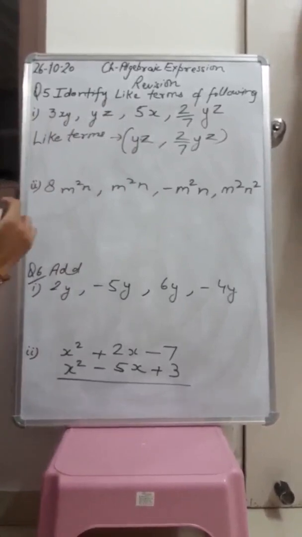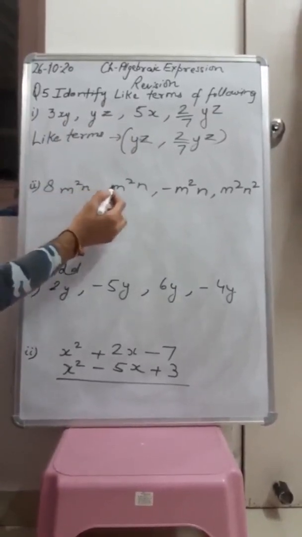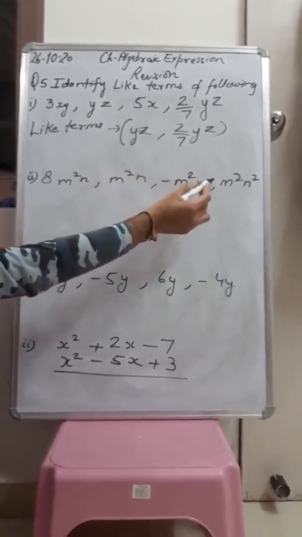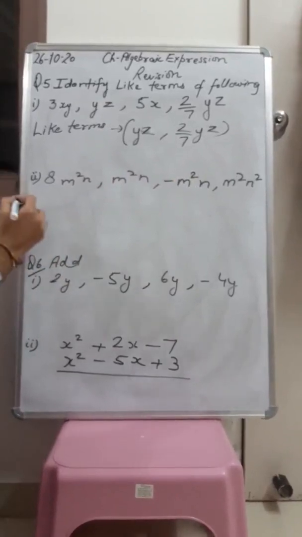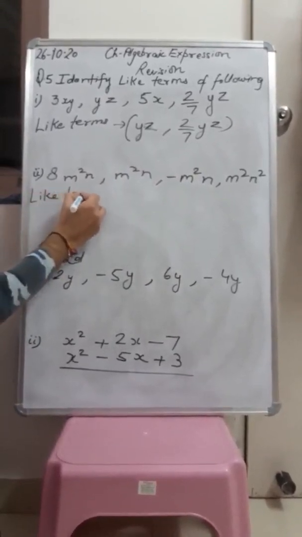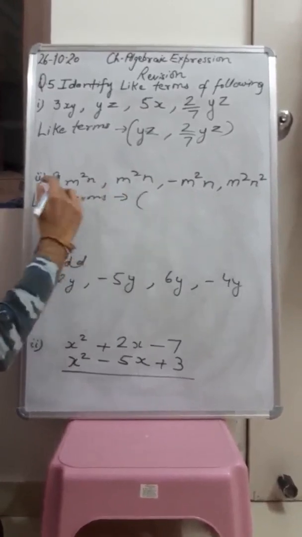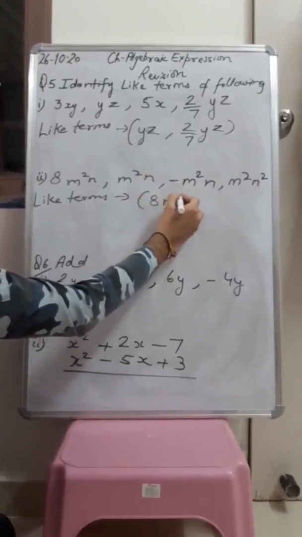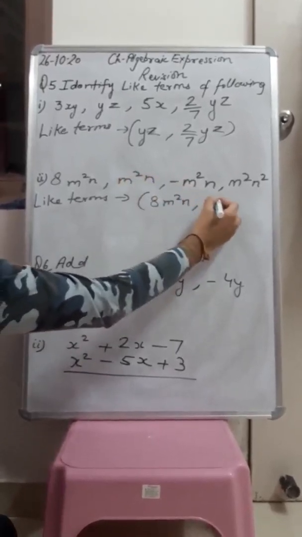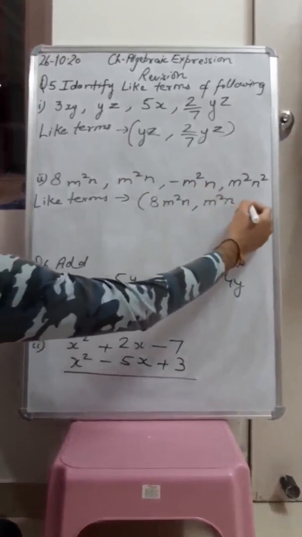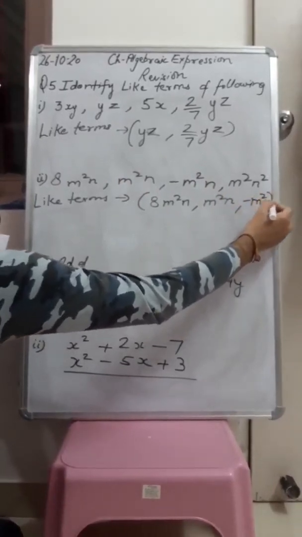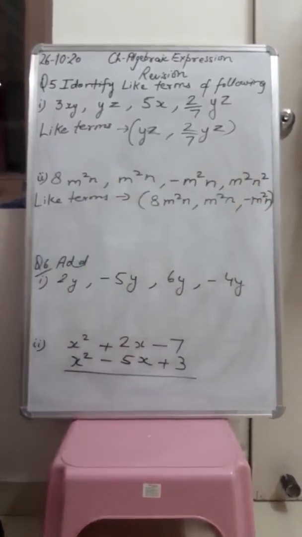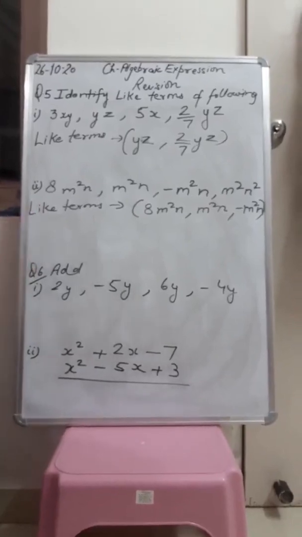The second part: the first term is 8m square n. Second term is m square n. Third term is minus m square n. Fourth term is m square n square. So here the like terms will be 8m square n, m square n, and the last, minus m square n. And m square n square is your unlike term. So these are your like terms in the second part.